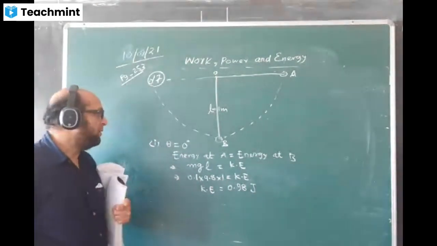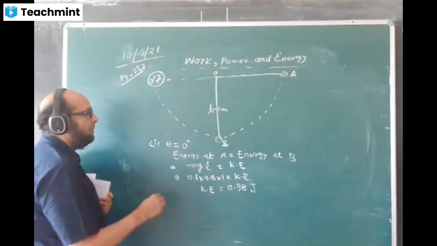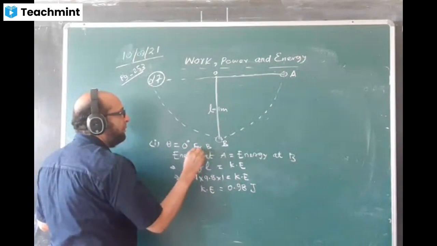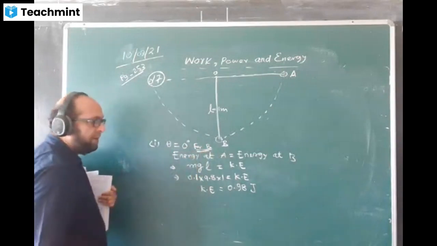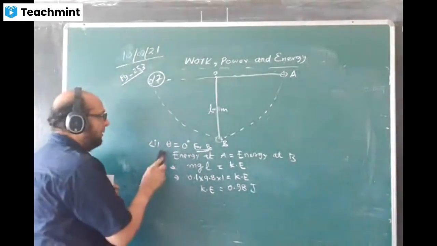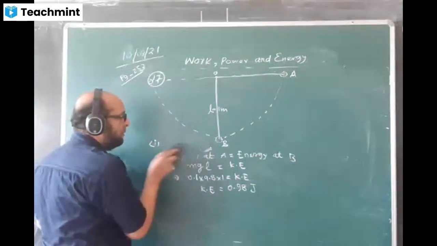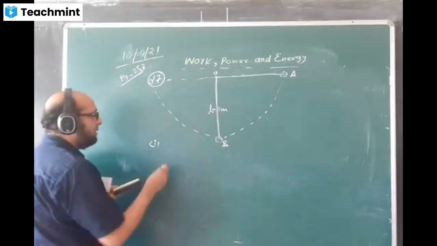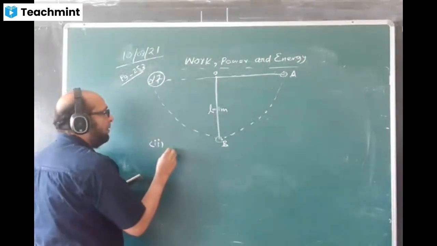Okay. Now the second part. Theta is equal to 0. We can write here for the point B. For the point B, I'll mention that also. Now I'll do the second part of the question. Question says, write down number 2.